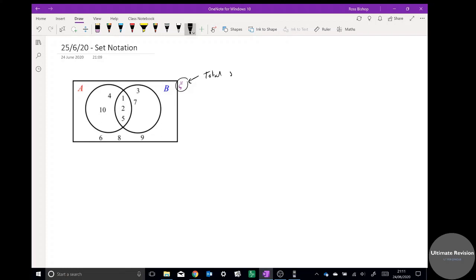Okay, and there you go, that would be the A union B dash, and then the number, n(A union B dash), will be, well, how many elements in that term? 1, 2, 3, 4, 5, 6, 8. So 8 would be the answer there.